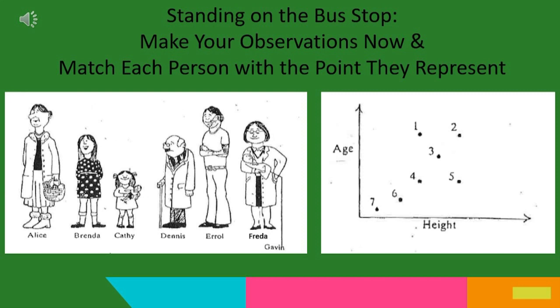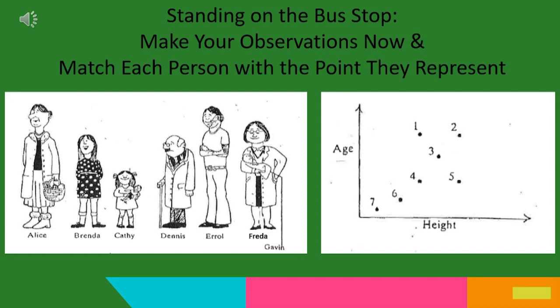We also noticed that Alice was a little bit older looking than Errol. So the question is, how do I know where they are on the coordinate plane? Well, let's think about that for a second. Alice and Errol are the tallest of all of the people on the bus stop. So that means that they are going to be the furthest away from the origin as it relates to the x-axis. They're moving the furthest from the origin in the direction of the x-axis.